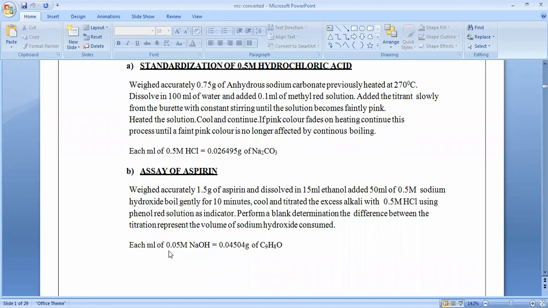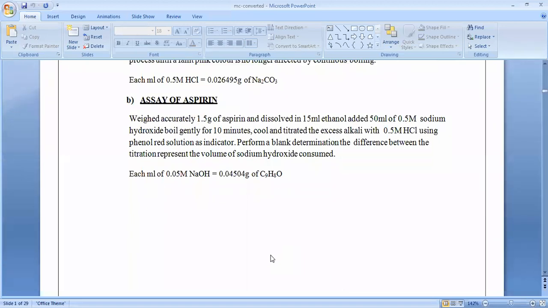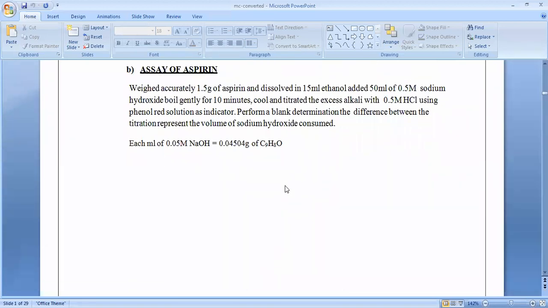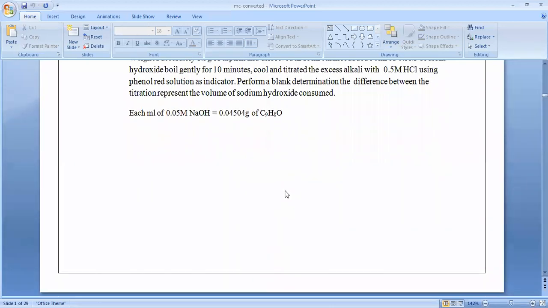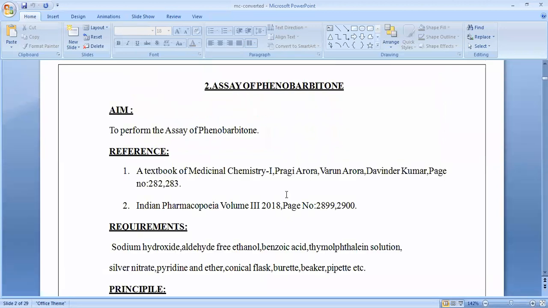Each ml of 0.05 molar sodium hydroxide solution will produce 0.04504 grams of aspirin, which is equivalent to this much amount of aspirin drug molecule. So this is about the assay of the aspirin drug molecule.